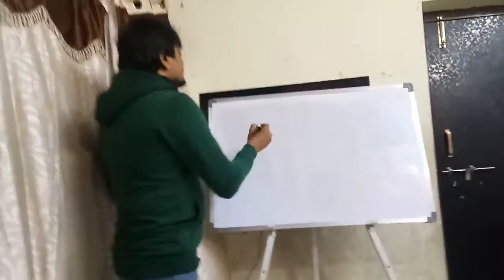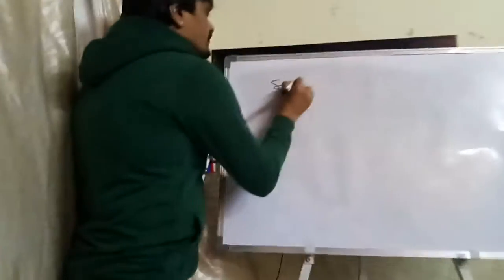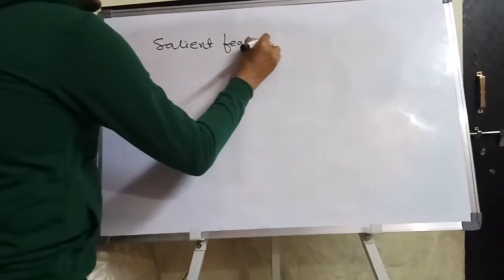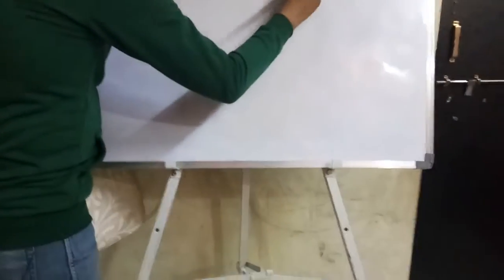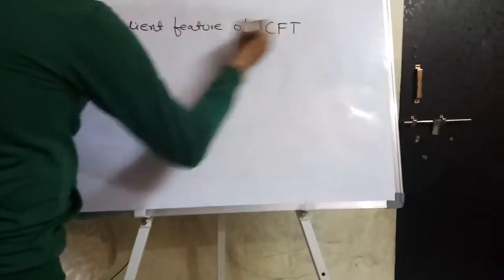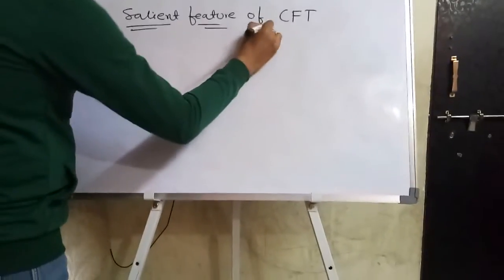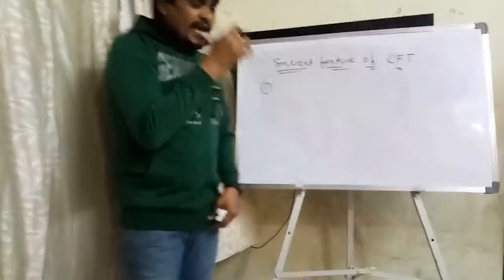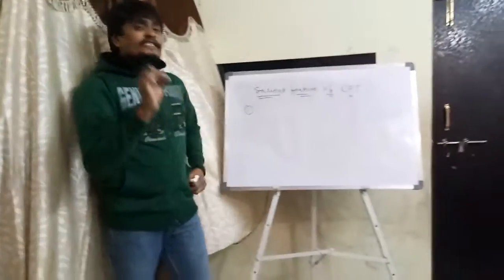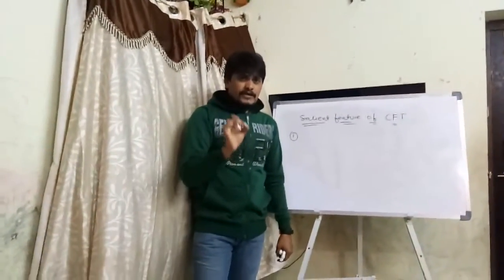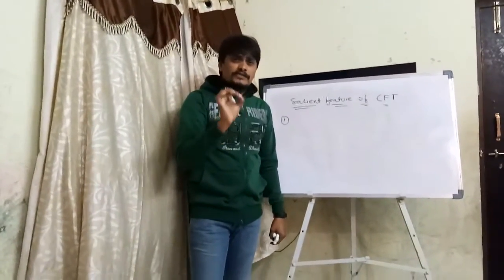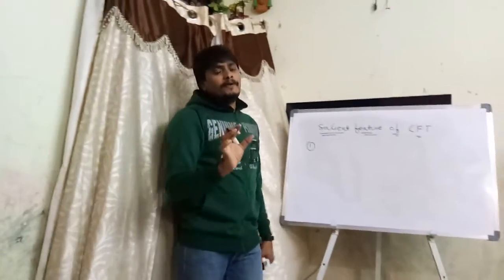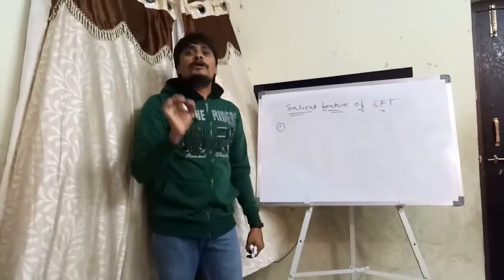Now let us see the salient features of crystal field theory. CFT means crystal field theory. The first salient feature is: a complex is a combination of a metal surrounded by the ligands.